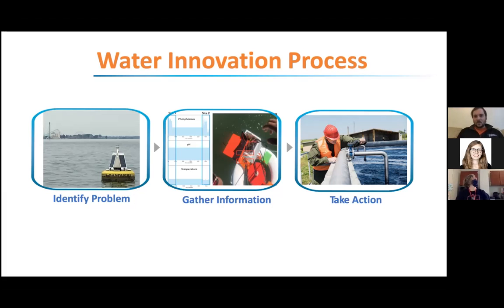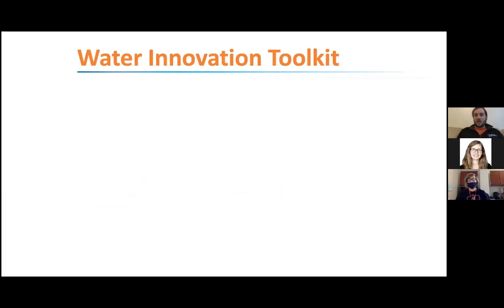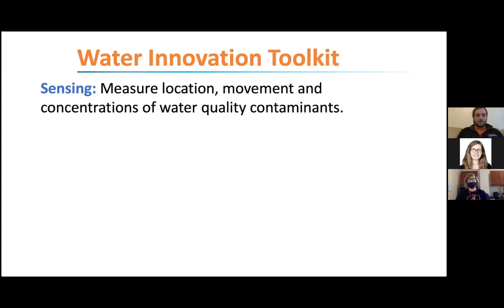And once you've done that, you can use this information to take action and try and address the problem. So for the purpose of this exercise, I'm going to give you a super pared down list of some of the tools in our toolkit when we're thinking about how we gather information about water quality challenges and also try and address them directly using technology. So here are a couple of the key tools that we use.